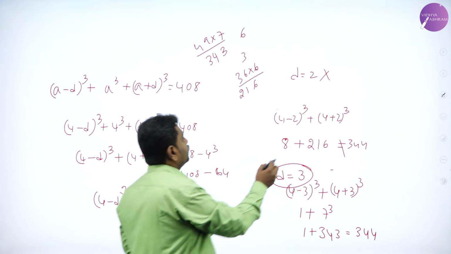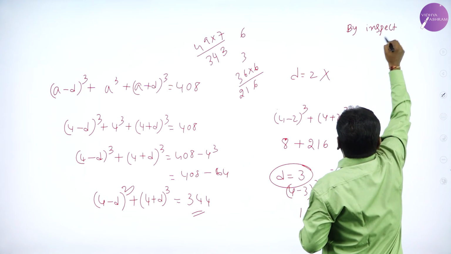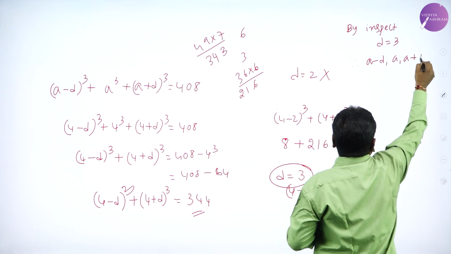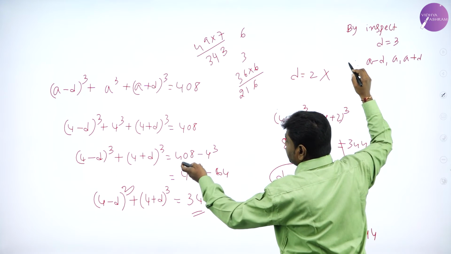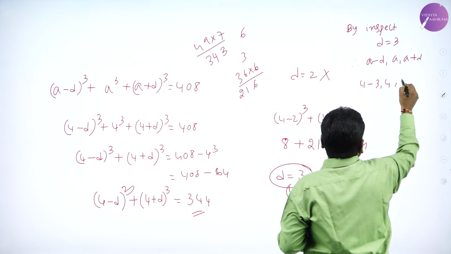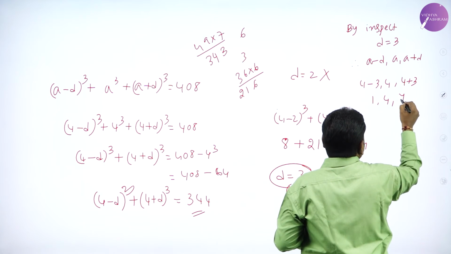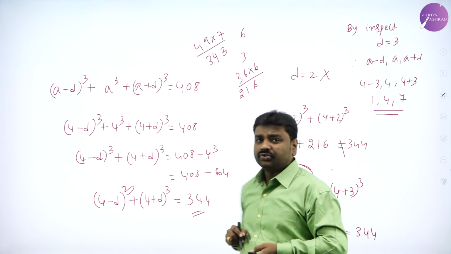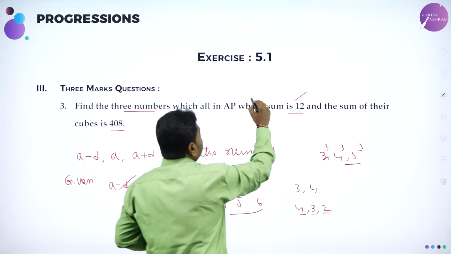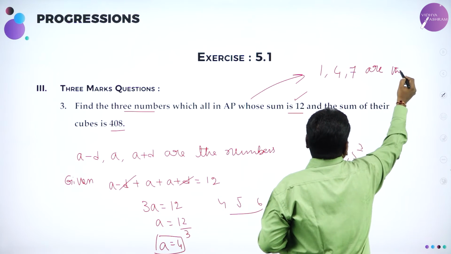So therefore, by inspection, d is equal to 3. Therefore the numbers are a minus d, a, a plus d, right? What is a, dear students? You got a here as 4. So 4 minus 3, 4, 4 plus 3. 4 minus 3 is 1, 4, 7. These are the numbers. So finally we'll write: therefore 1, 4, 7 are the numbers.